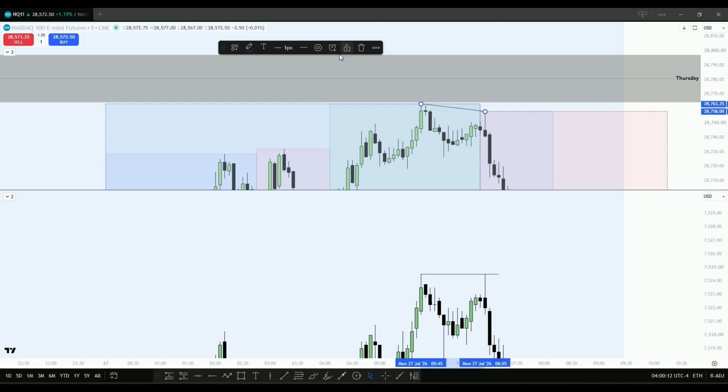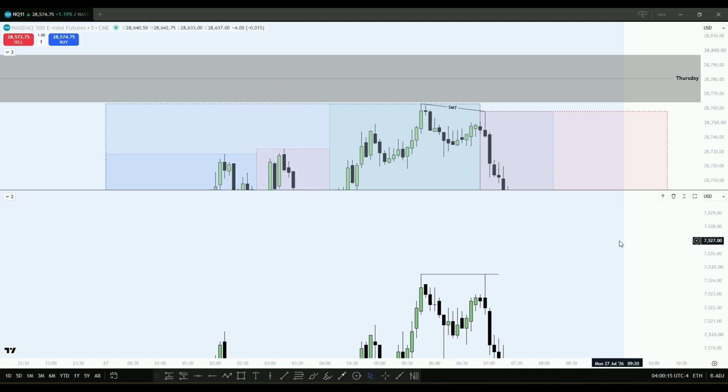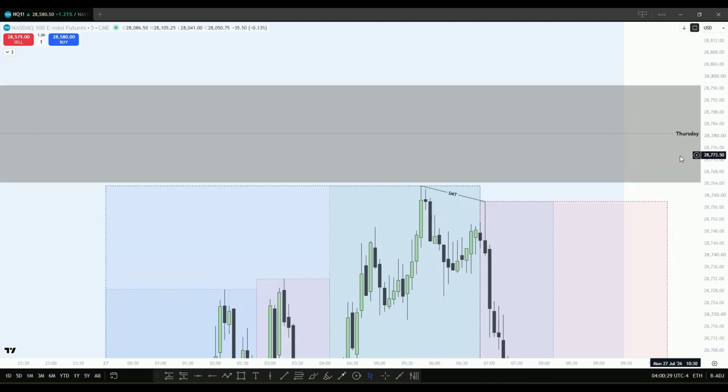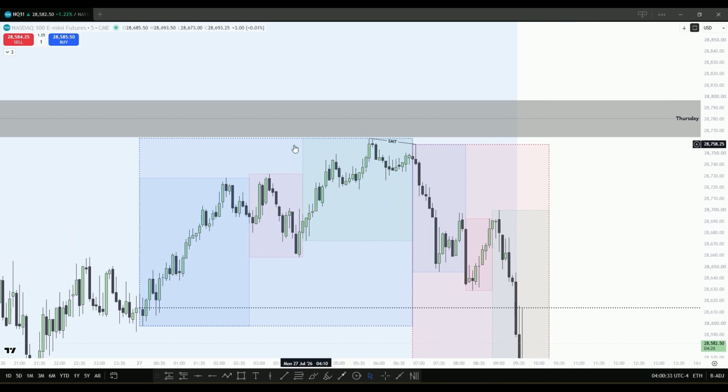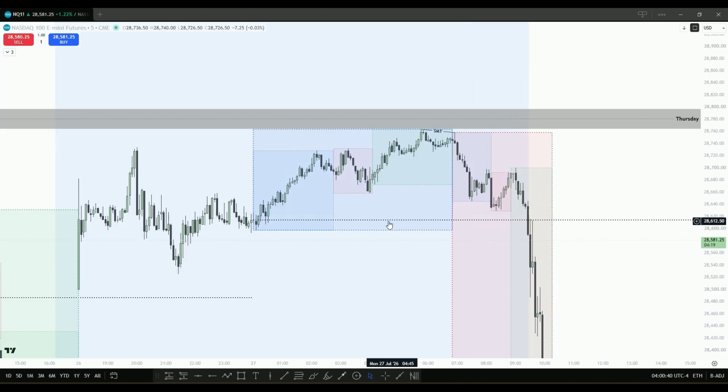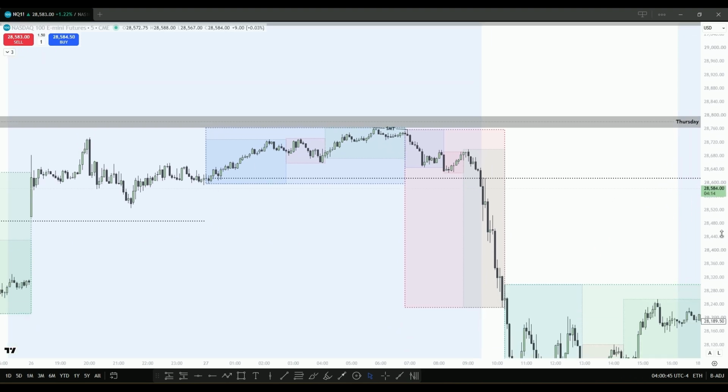I'm not sure how many people out there will tell you this, but this is also an SMT. So the very fact that ES traded to the exact same level of this previous high, and NQ failed to do so, it's also an SMT. So it also happens between accumulation and manipulation cycles on the daily. And that was a Monday, no news Monday.